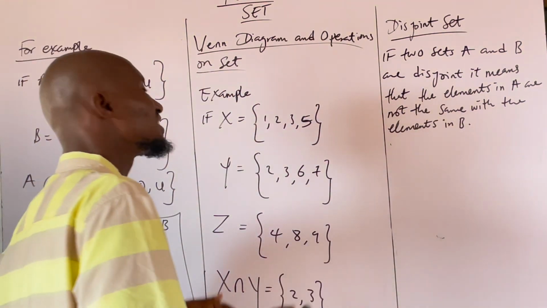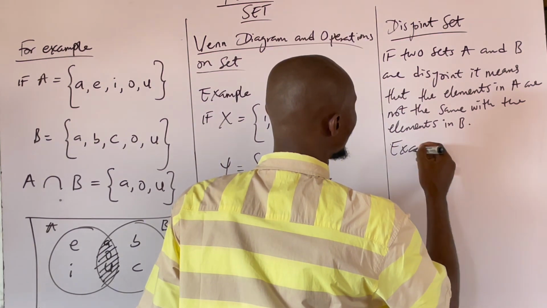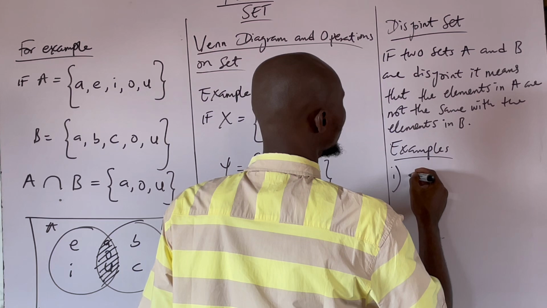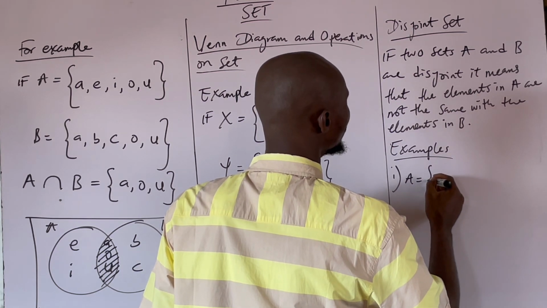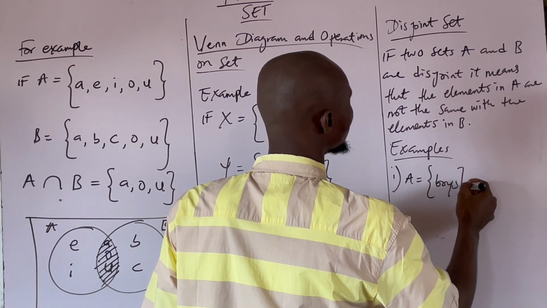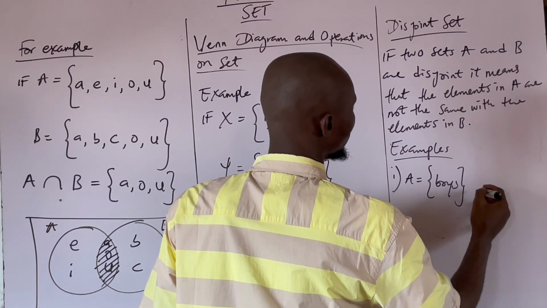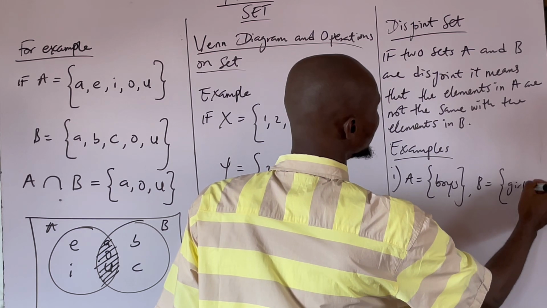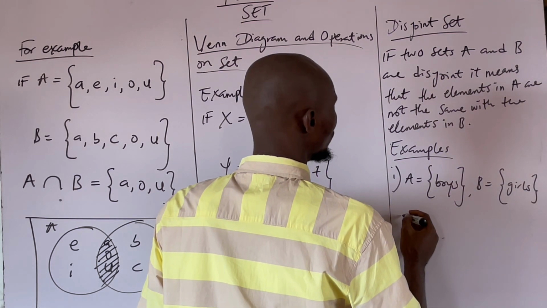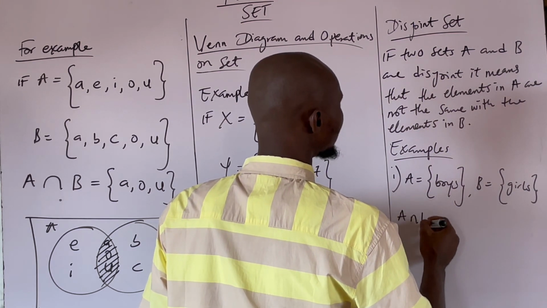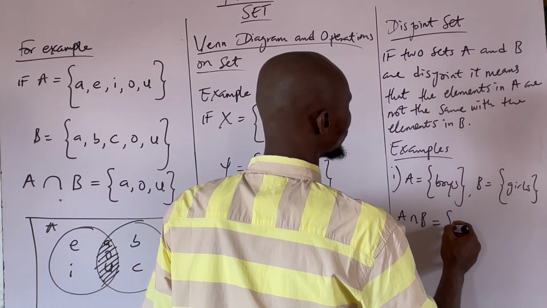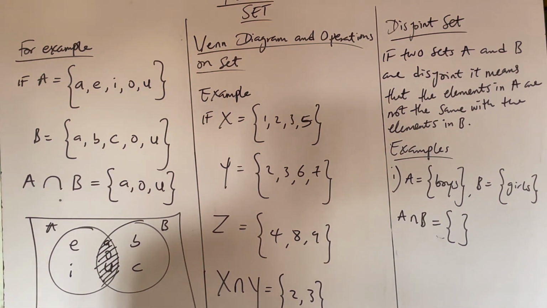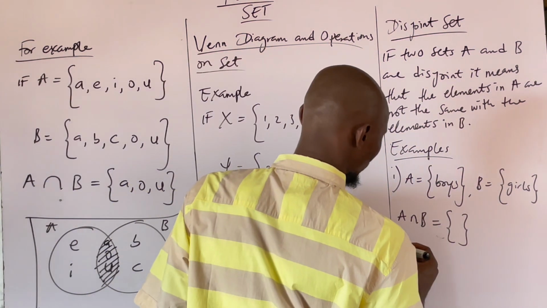So now, in disjoint set, example, A equal to boys, comma, B equal to girls. So A intersect B is equal to what? Is disjoint. It is empty. It's not a set, it's an empty set.